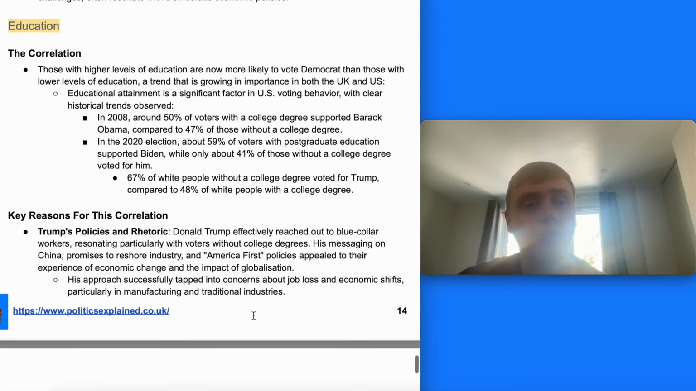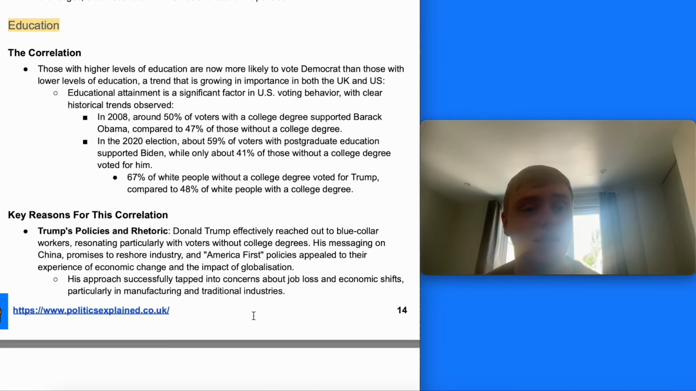And then before we look at geography, the final one we're going to have a look at is education. So those with high levels of education are much more likely to vote Democrat than those with lower levels of education. And this is a trend growing in importance in both the UK and the US. And this is a really growing trend.